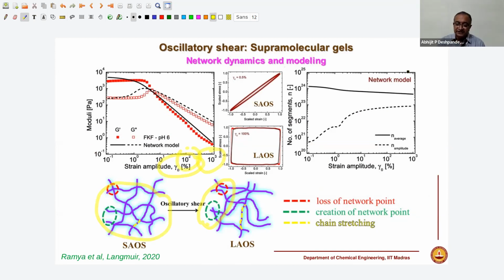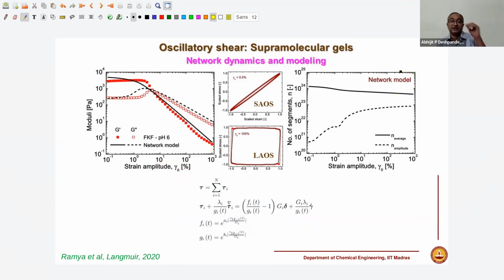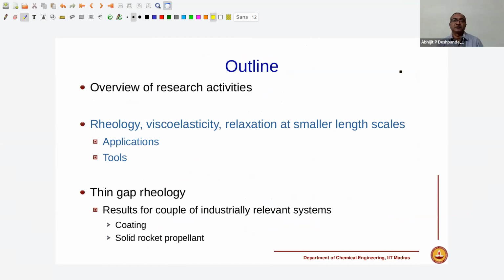And we generally tend to model it using, in this case, a network model which talks about how junction points are broken or junction points are formed, and what is the strength of these junction points to deformation, so that it gives us an understanding of why certain gelators work better than the others.